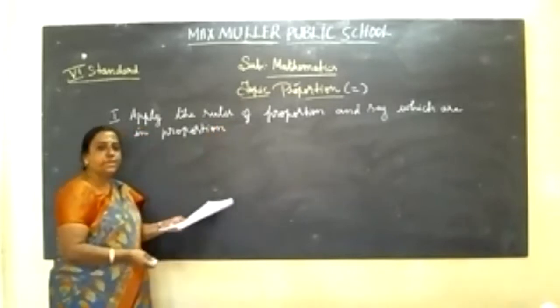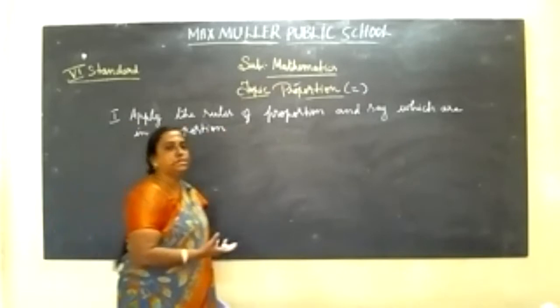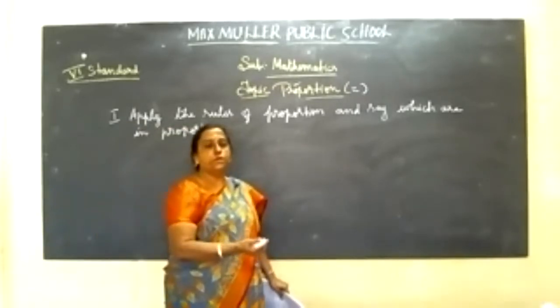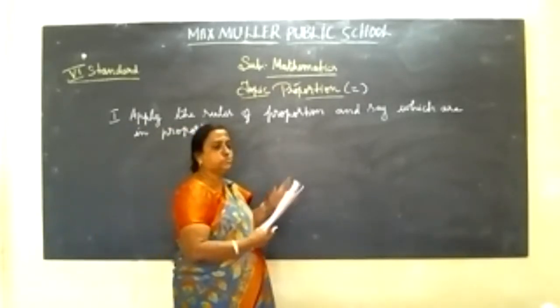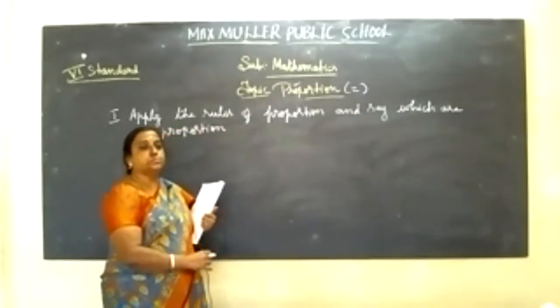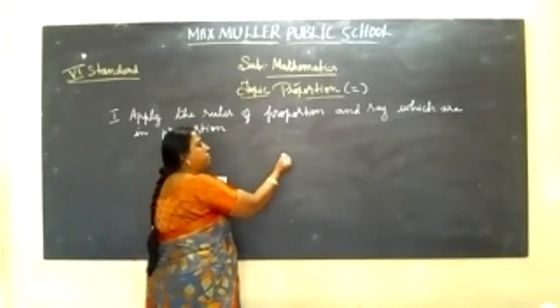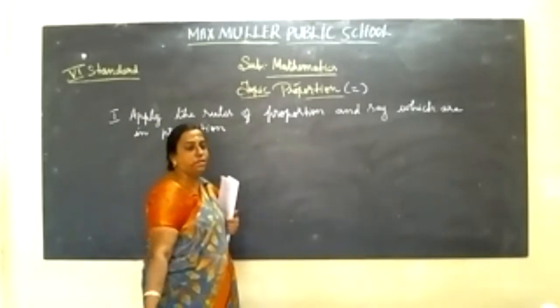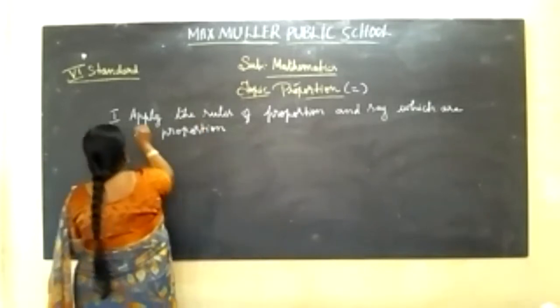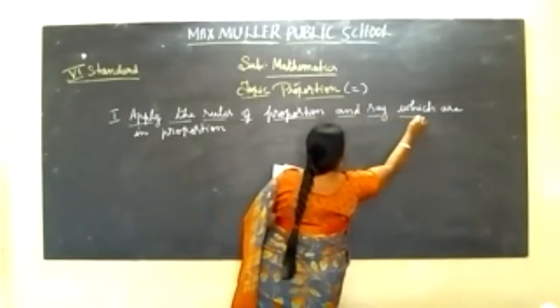Find the product of extremes and find the product of means. If both are equal, they are in proportion. If both are not equal, they are not in proportion. That is one method. Another method you can use is the cross products of the first term and second term, and the third term and fourth term. If they are equal, they are in proportion. Okay, now we'll do it one by one, then you can understand very clearly.